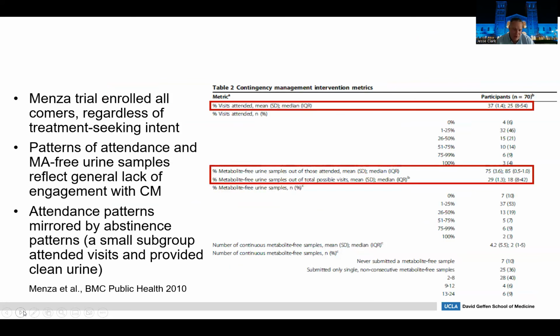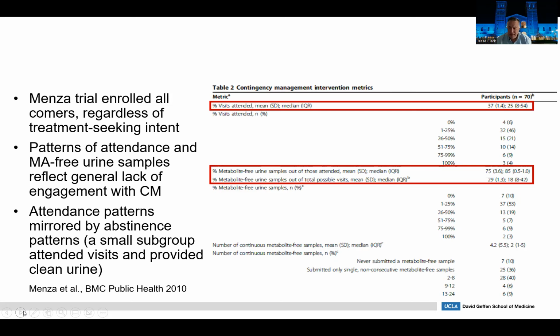The trial enrolled all comers, so people didn't have to want to stop using meth, which seems to be a critical component of success, that people need to want to stop, or at least reduce their use. If you just take somebody who's using meth, enroll them in a trial, expect it to have a benefit, it won't. There needs to be some will to cut back on use that you're supplementing rather than trying to supplant altogether. The patterns of attendance as well as meth-free urine samples reflected general lack of engagement with contingency management, probably because these people didn't really want to stop in the first place.